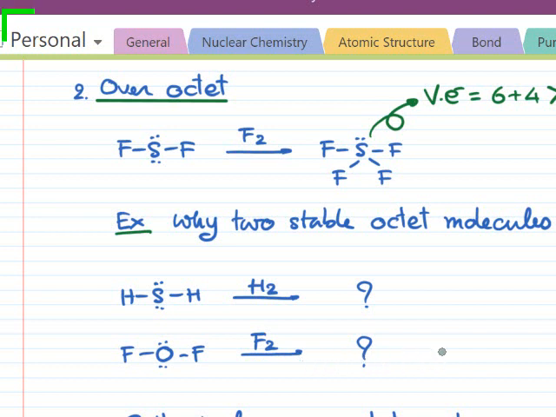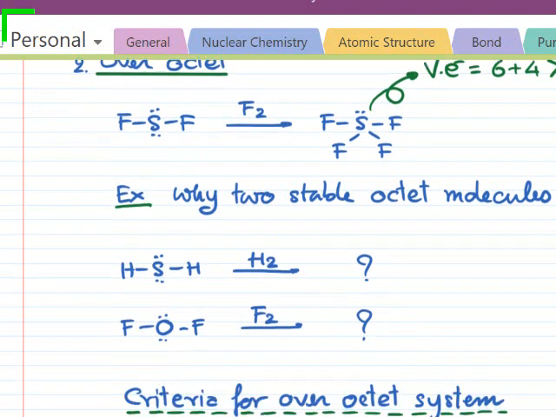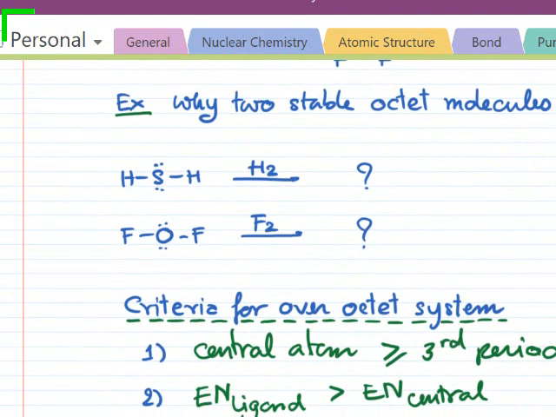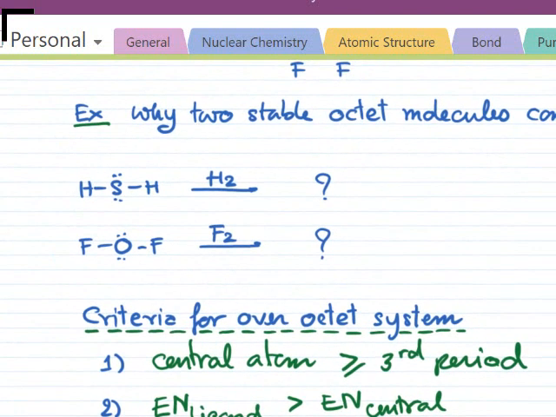So you need the orbitals in order to become overoctet. Now, what is the stable form of thionyl chloride, SOCl2?